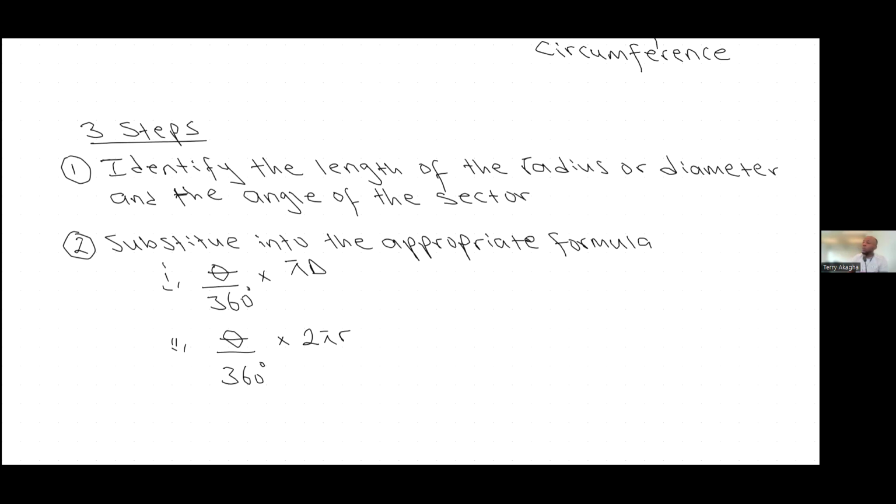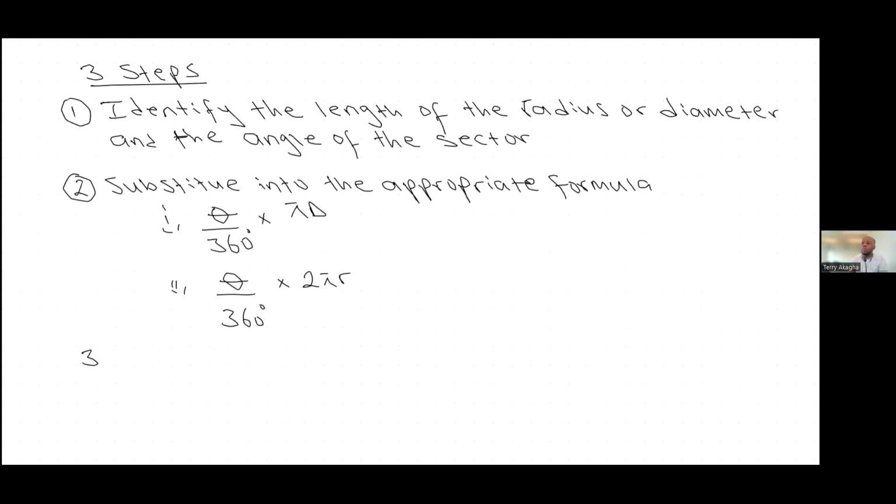When you're done with that, the next step is to simplify. So number 3, you then simplify. So the first thing you do, you identify the length of the radius or the diameter, as well as the angle of the sector. After that, you substitute it into the appropriate formula, either theta over 360 times pi d, or theta over 360 times 2 pi r. Then you simplify. Okay, so we're going to take some questions now.